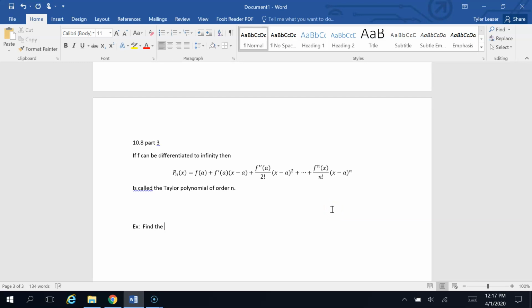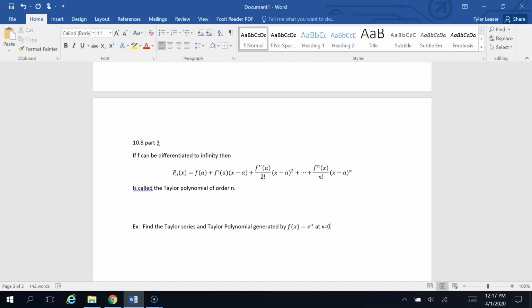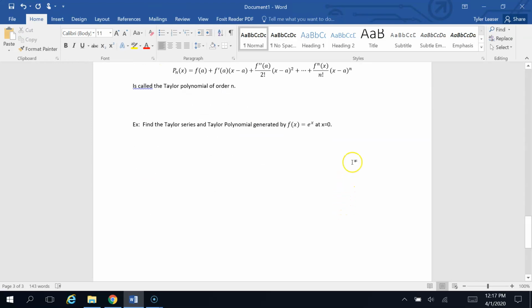Find the Taylor series and the Taylor polynomial generated by f of x equals e to the x. This one shouldn't be too bad. And we're going to do this at x equals 0. So really we're finding the Maclaurin series here, just that special case of the Taylor series.